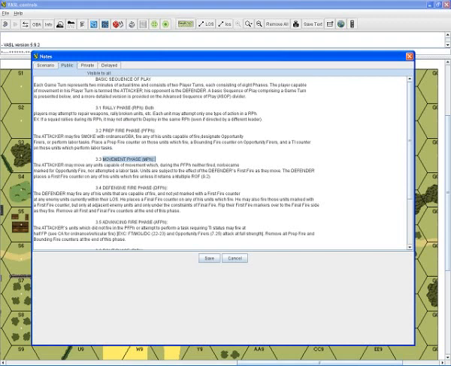Once you've completed the prep fire phase, those units who have not fired can then move, and that's the third phase, the movement phase, the MPH. So those units who did not fire in the prep fire phase can then move. But you notice that during the movement phase, the defender can react to your movement and first fire on them and try to disrupt or injure your moving units.